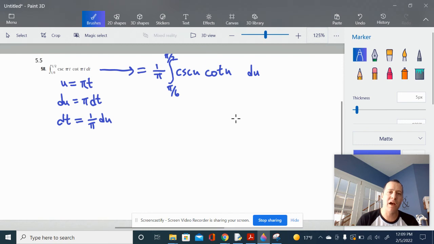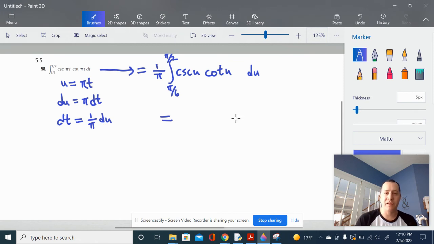Now these are limits on u, not on t, and so I don't need to write u equals or anything because this says du, so this is all with respect to u, and this is correct now. This whole expression is equal to this whole expression. They're the same thing. Okay.